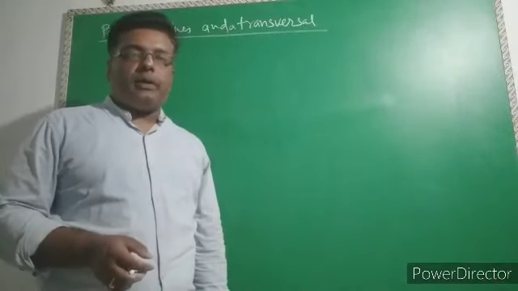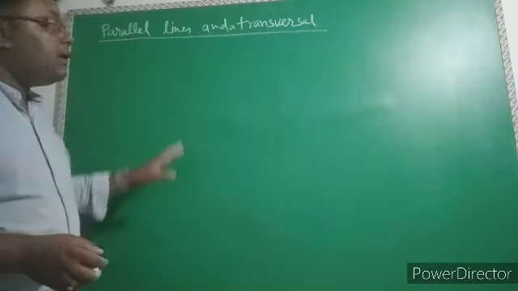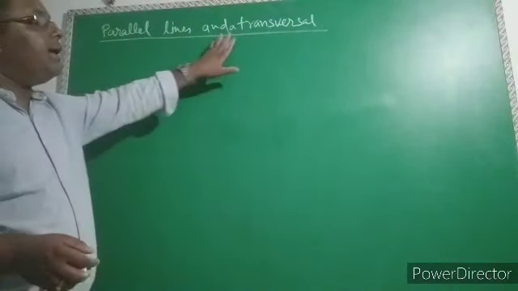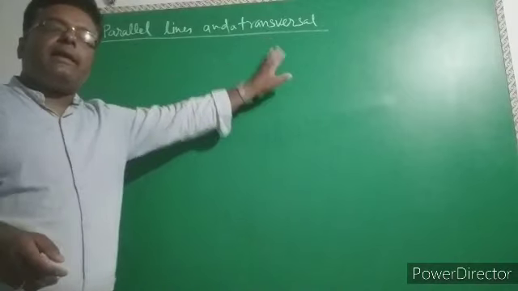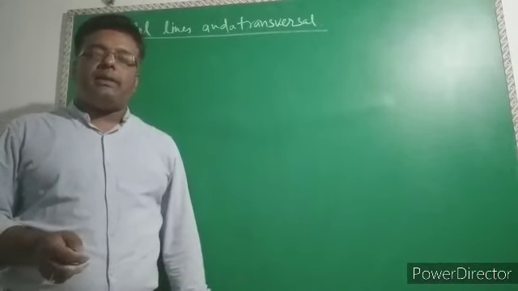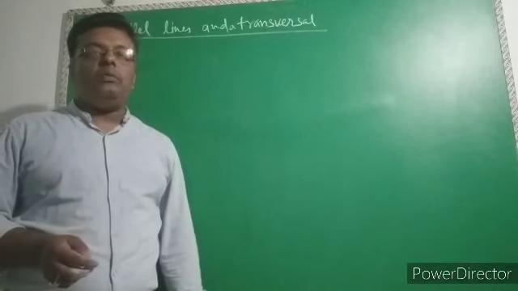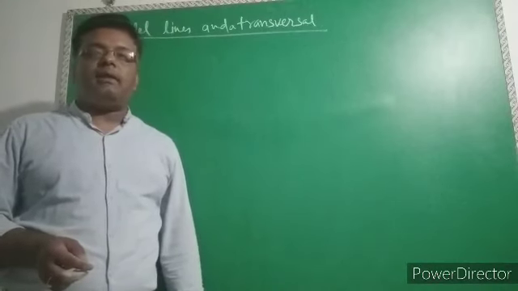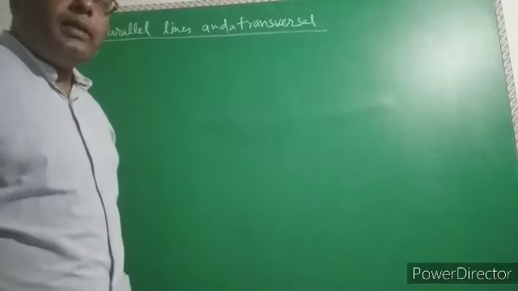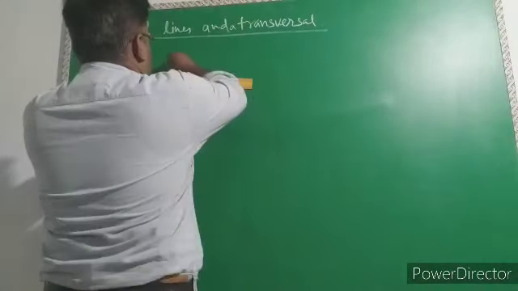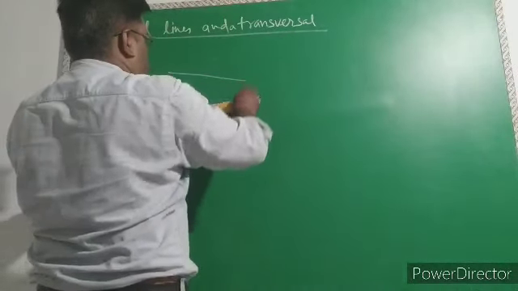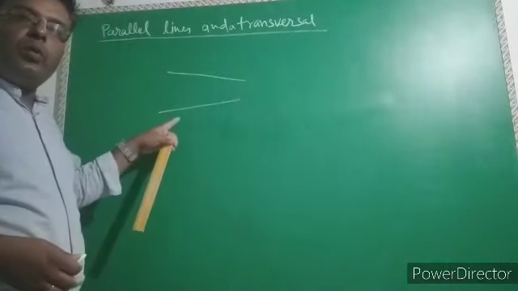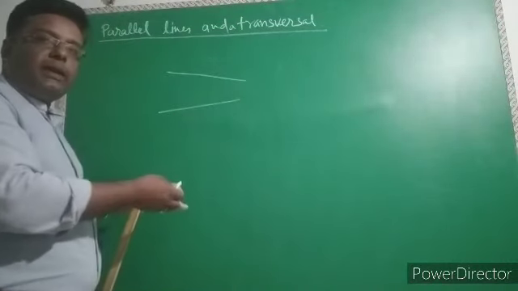So our next topic is parallel lines and a transversal. First, recall what a transversal is. A transversal is a line which intersects two or more lines at distinct points. That means suppose we have two lines, this line and this other line, or there may be more lines, two or more, that is, there may be 3 lines, 4 lines, etc.